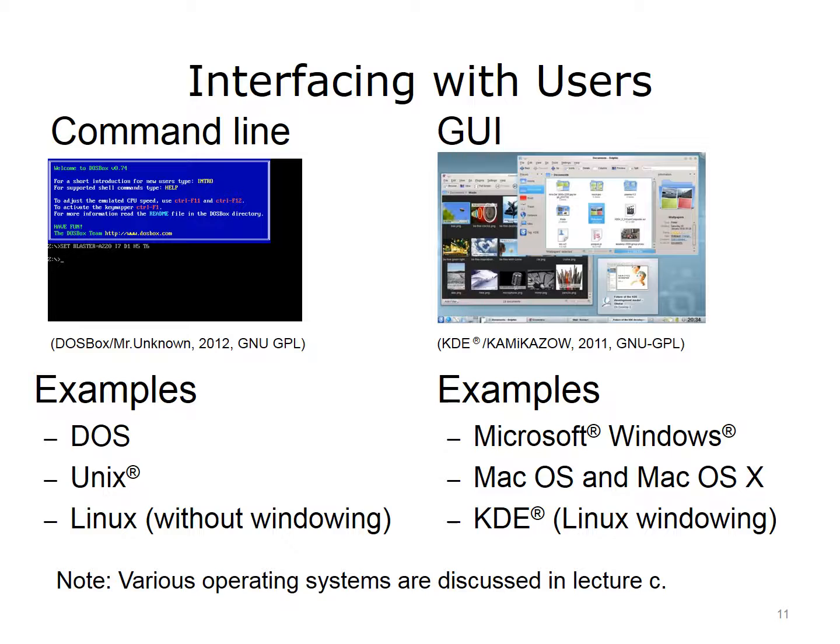Today, most operating systems provide graphical user interfaces, or GUIs, to interact with users. Users can see visual representations of files and use the mouse to click what they want to open, run, print, copy, or move. Some examples are the GUIs in operating systems, such as Microsoft Windows, Mac OS, Mac OS X, and the GUI windowing systems available for Linux.